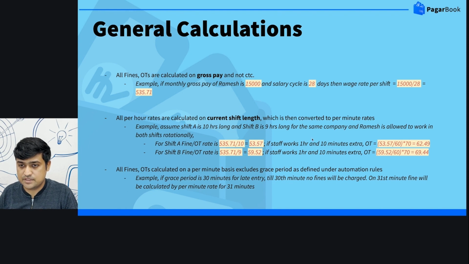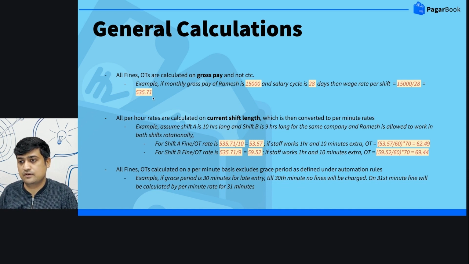Now the same person, if they worked 1 hour 10 minutes extra OT in shift B, which is 9 hours long, right, the calculation would be slightly different. So we'll take the per shift wage rate, which is 535, we calculated here on gross pay. We'll divide it by 9 because the current shift is 9 hours. So my per hour wage rate is 59.52.